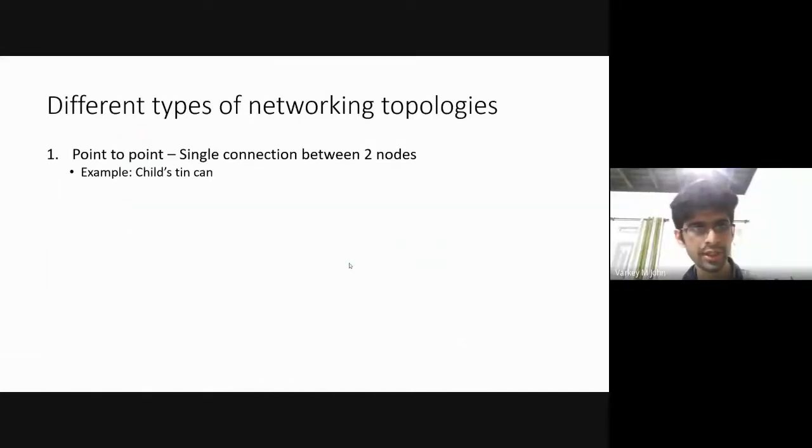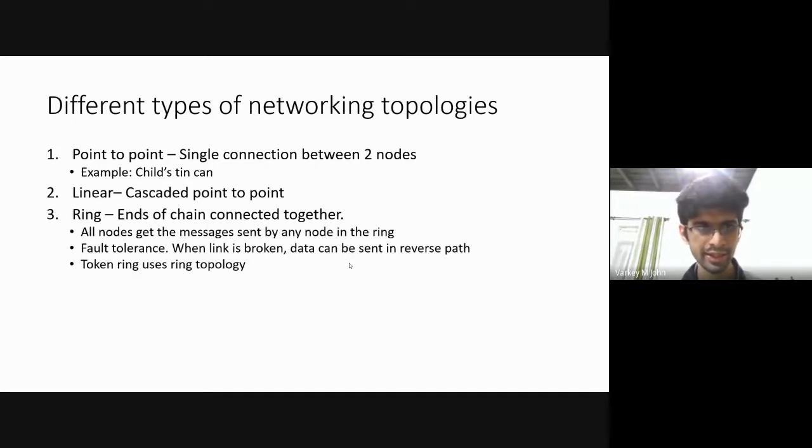So yeah, we'll just explain. The point to point is basically the child's tin can, where you talk to each other on a tin can separated by a string, and that's a basic example. Then the linear, where you connect multiple devices together. It is cascaded point to point, which is a linear topology. And then you have the ring topology. So you connect them in a ring fashion. So, as you said, it's a little more fault tolerant. And token ring topology, that uses the ring topology.